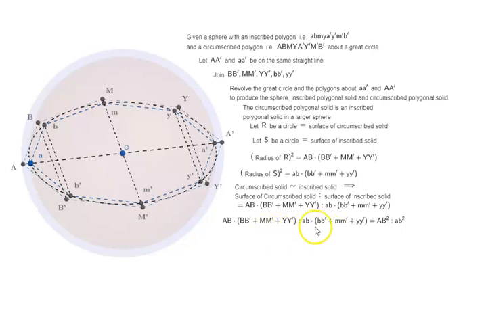These are nothing but areas equal to the surfaces of the circumscribed and inscribed solids. So which means the surface of the circumscribed solid is to the surface of the inscribed solid is equal to AB squared is to ab squared.